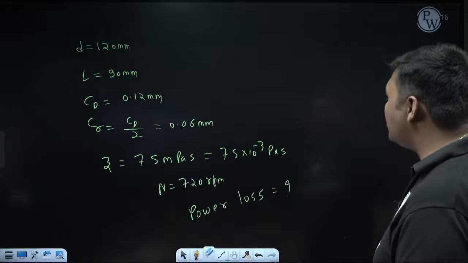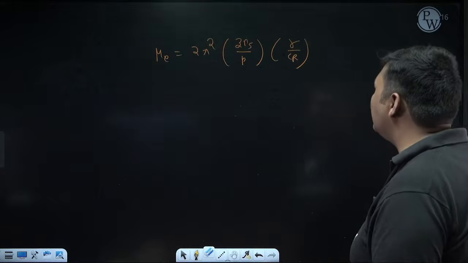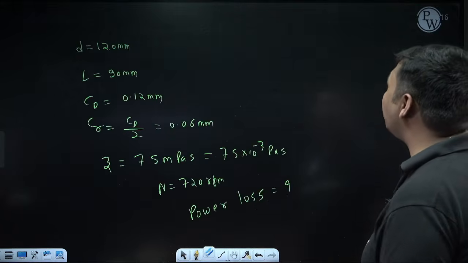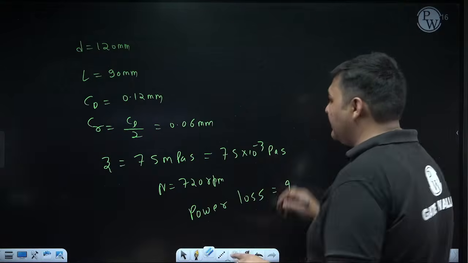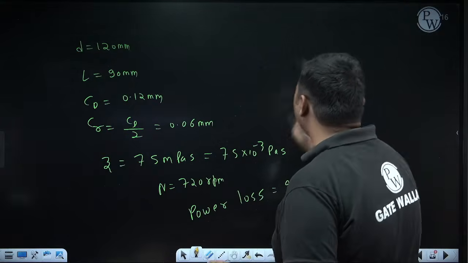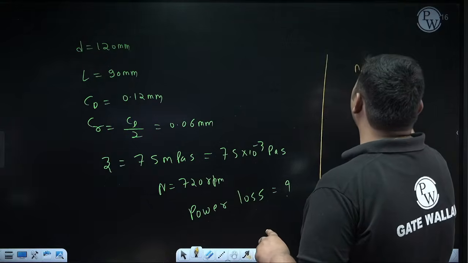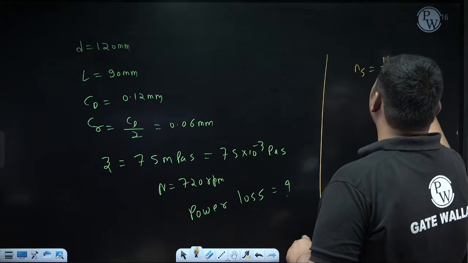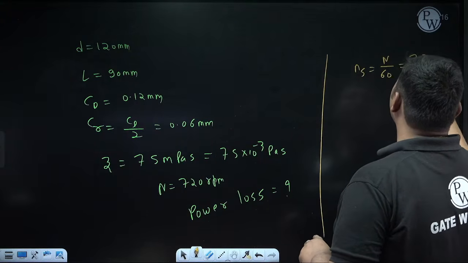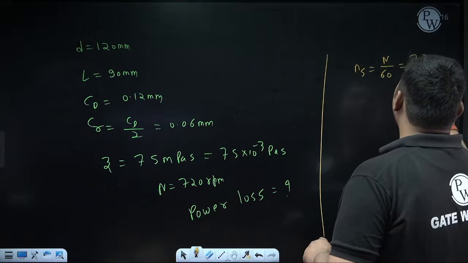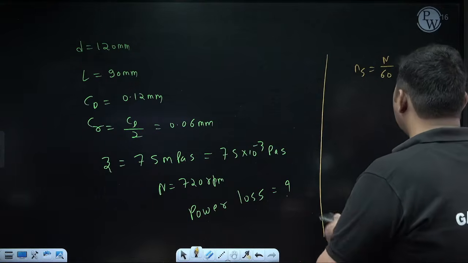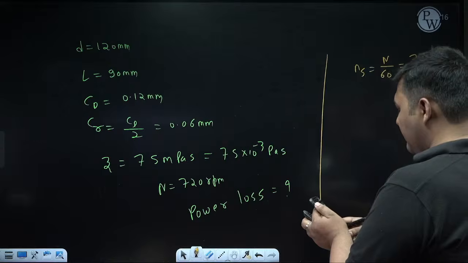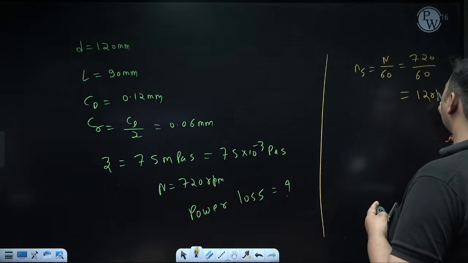So Z is viscosity in Pascal second, given. Ns is speed of the shaft in RPS, rounds per second. So see, if speed in RPM is capital N, speed in RPS Ns will be capital N by 60. Capital N is 720 divided by 60. How much is it coming? I think 12 RPS. Check the calculation. 720 by 60, yes, 12 RPS.